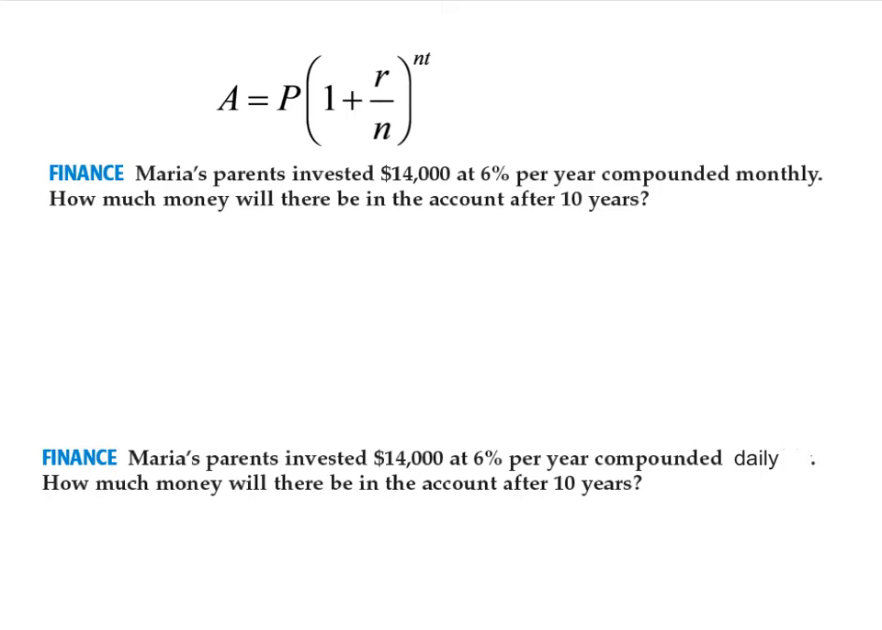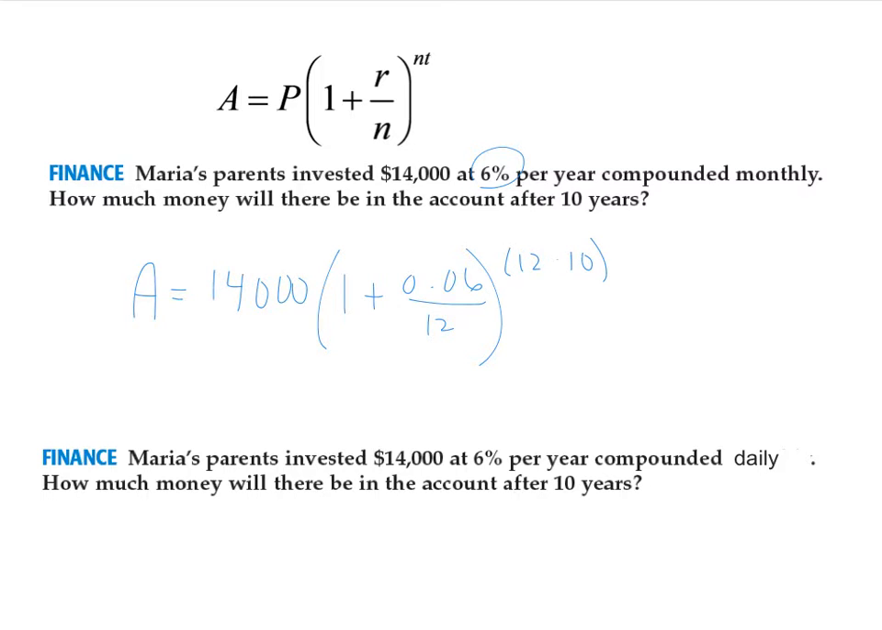Maria's parents invested $14,000 at 6% per year compounded monthly. How much money will there be in the account after 10 years? Okay, so let's write down here what we know. A equals the principal amount of $14,000 times the quantity 1 plus the rate here is 6%. So 6% as a decimal will be 0.06. Then divided by N, the number of times compounded per year. Here it's monthly, so that equals 12. And then to the power of N times T, again, N was 12 times 10.